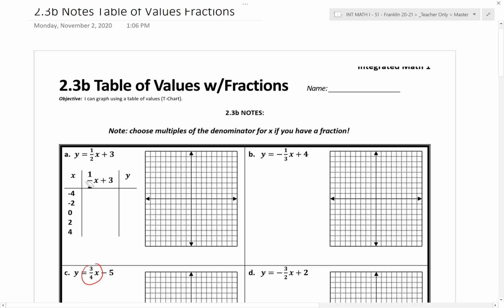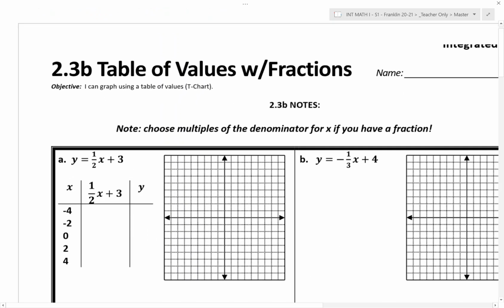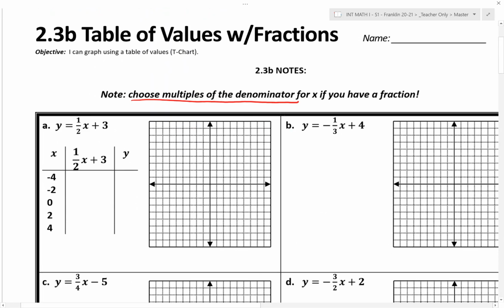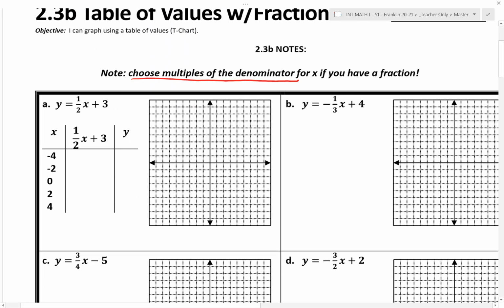So there's a specific method to use here to make this easier than just using our regular 5 numbers, -2, -1, 0, 1, and 2. And that method is right here. We're going to choose multiples of the denominator for x if we have a fraction. And let's look at what that actually means.